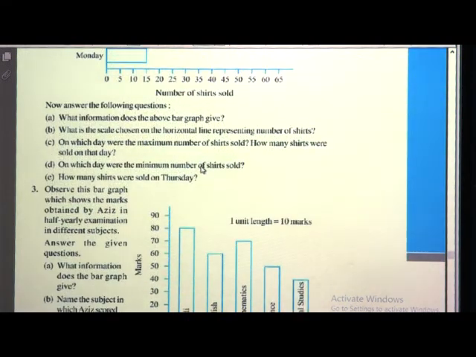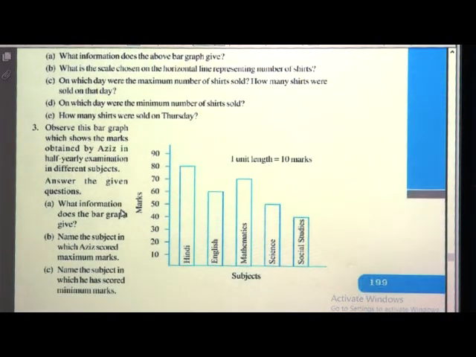So in this way we can study the bar graphs. We will see one more. Observe this bar graph which shows the marks obtained by Aziz in half yearly examinations in different subjects. Answer the given questions. So we have to answer these questions. Let us study the graph first.